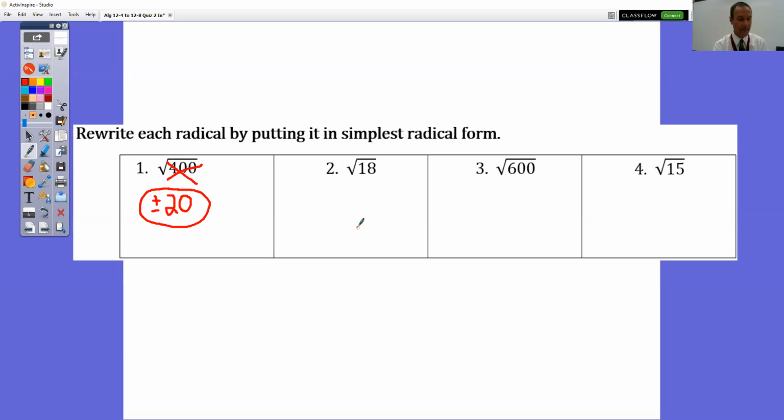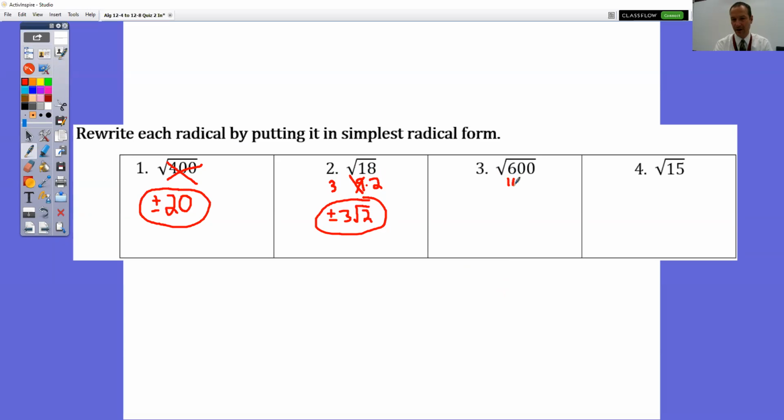That's a perfect square. 18, however, is not a perfect square. 18 is really 9 times 2. 9 is a perfect square. Cross off the 9, bring out the 3. So this turns into 3 radical 2, but it's not 3 radical 2. It is plus or minus 3 radical 2. So be very careful there.